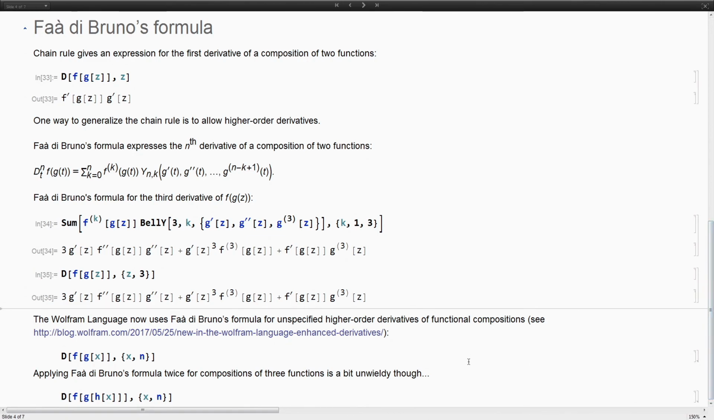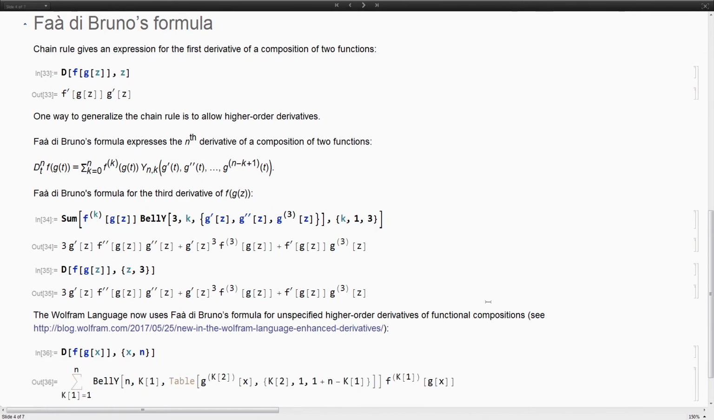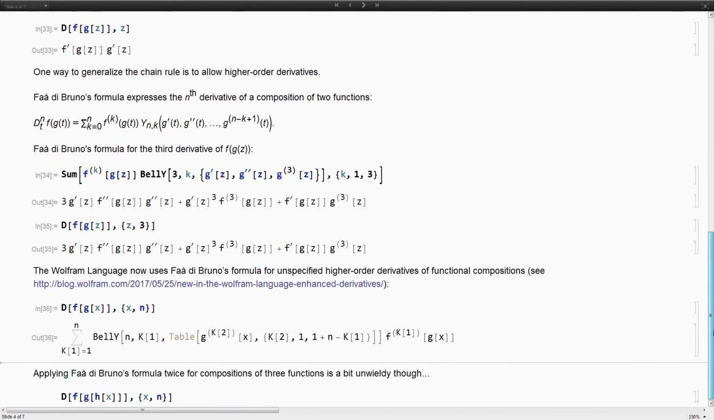The Wolfram language now actually, thanks to Devendra, did he show up? Is he here? He might be coming later. It now uses Faà di Bruno's formula if we input an unspecified higher order derivative of a functional composition. Here we're taking the derivative of f of g of x, but the nth derivative where we don't know what n is, and we still output this formula based on Faà di Bruno's formula.